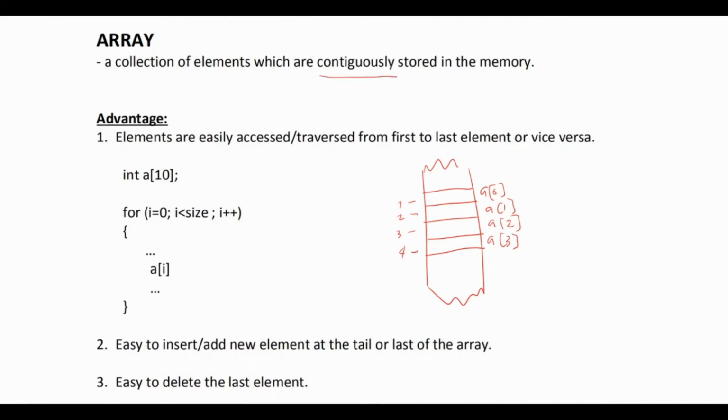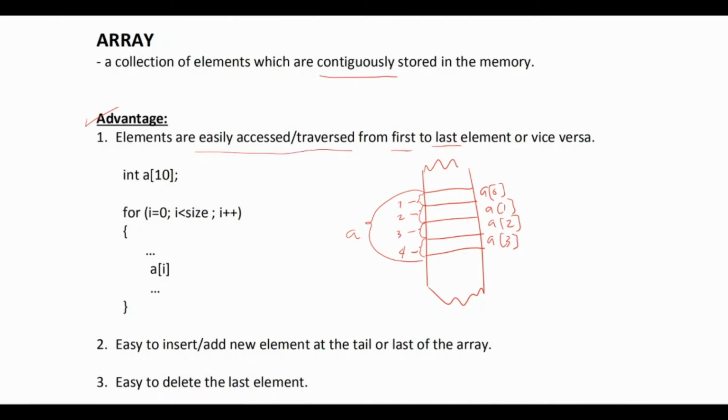Contiguous means that they are stored in series and there is no gap in between. So if this is the first element, the next would be the second element, the next would be the third and fourth. There is no gap in between. Okay, that's the whole array structure for array A. Because they are contiguously stored in the memory, one advantage is that the elements are easily accessed or traversed from first to last.